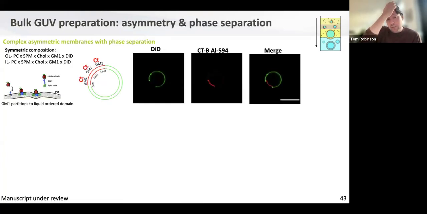What we can do is start to combine asymmetric membranes with phase separation. In this case, we were adding GM1, which binds to the liquid ordered domain, and then adding cholera toxin B. And you can see that it enriches only in one of the domains here. So we get this kind of partitioning of our proteins. But this is not asymmetric yet.